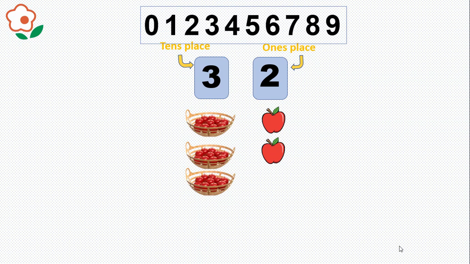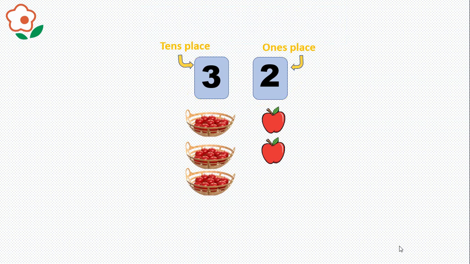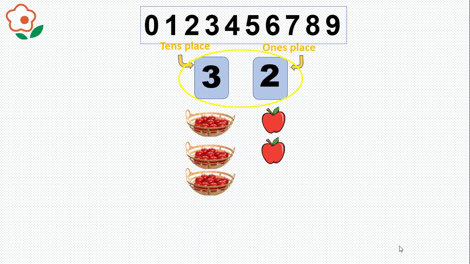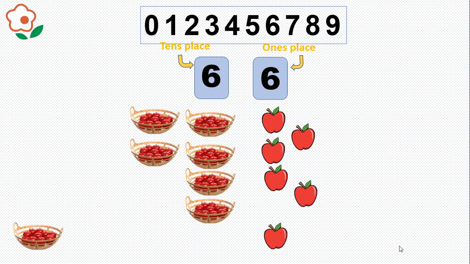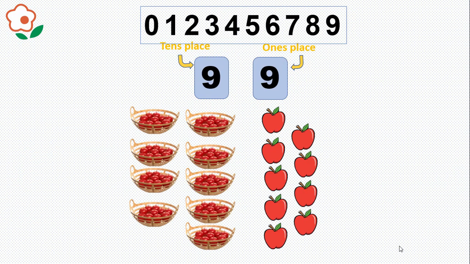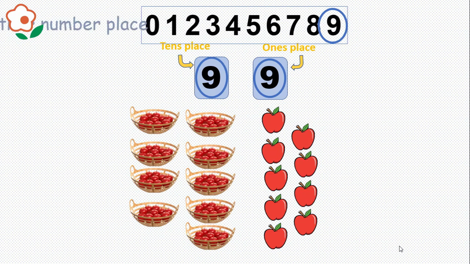In fact, using only our 10 digits and these two number places, we can count all the way from 0 up to 99. At 99, both of our number places are maxed out with the highest digits, and we won't be able to count any higher unless we get another number place.